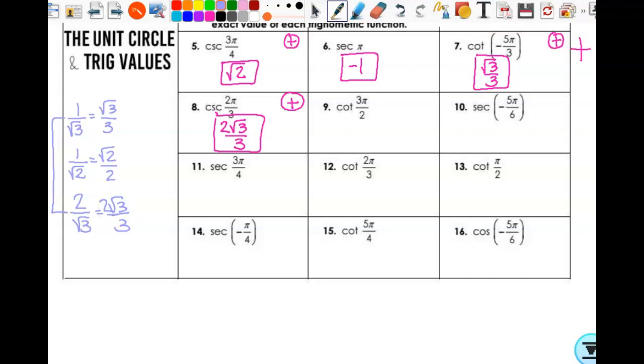Okay? All right, so let's look at number 9. Cotangent's the reciprocal of tangent. 3 pi halves is in which quadrant?